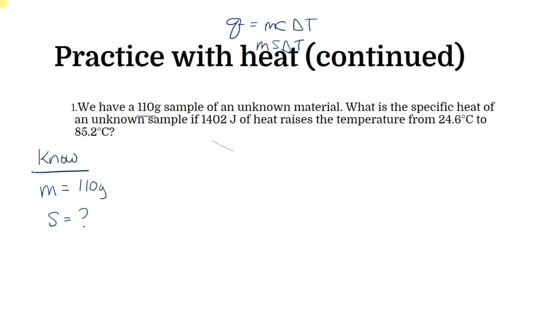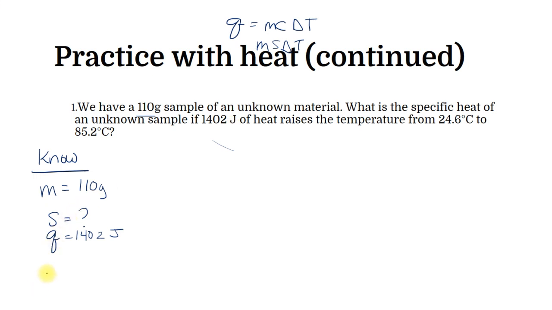If 1402 joules is needed. Oh, Q is joules, so we're going to say heat. So Q can either be calories or joules. It's heat. So in this case, we get joules.